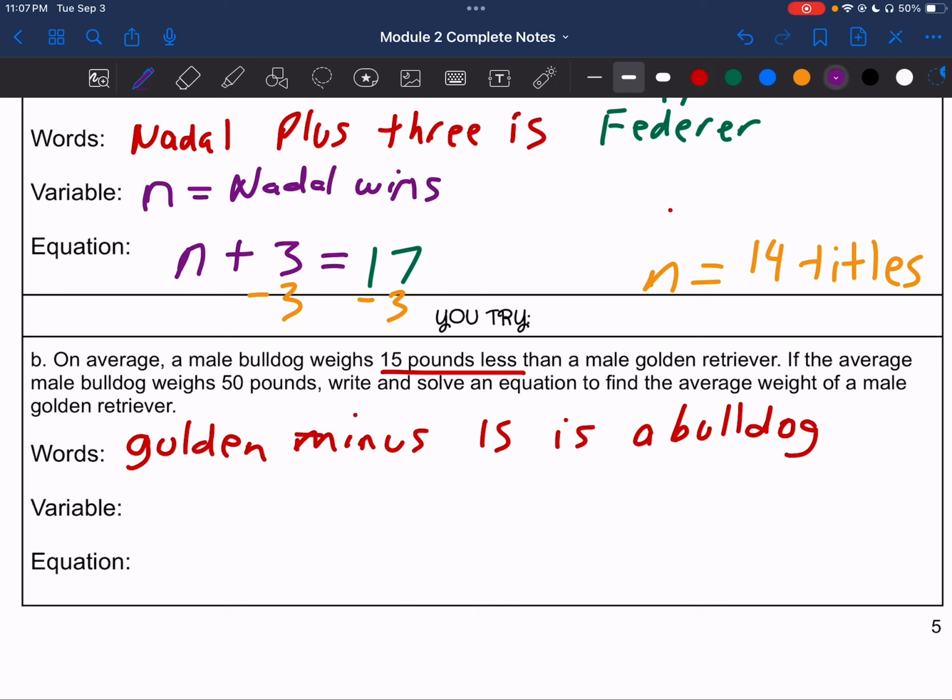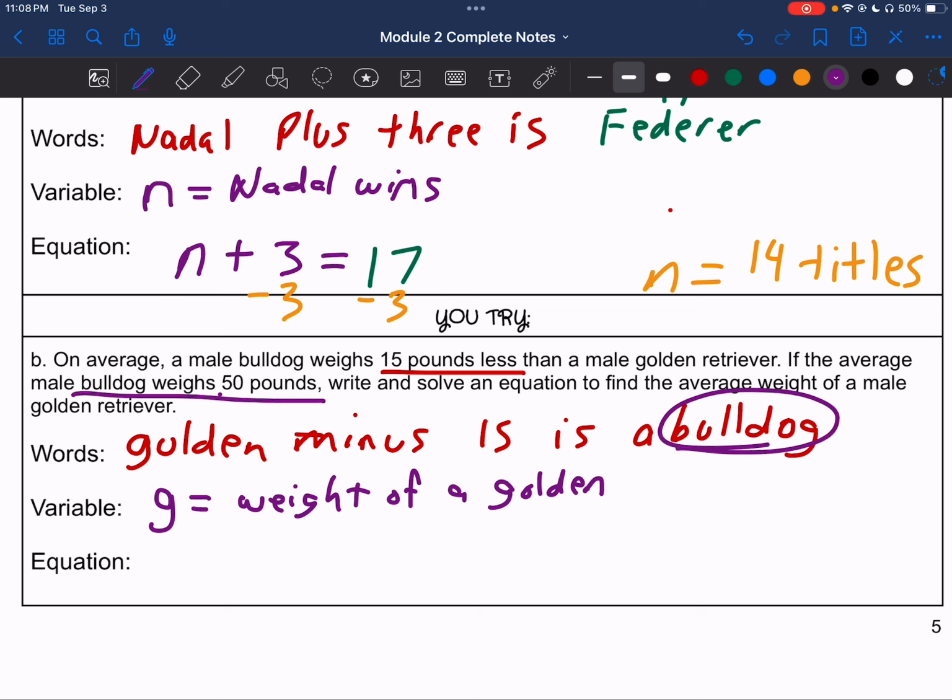All right. So we were told average bulldog is going to be 50 pounds. So let's do our variable. G is going to be our weight of a golden. And we know the bulldog's weight is going to be 50 pounds. So if we go ahead and write our equation, our golden minus 15 pounds is our bulldog, which is 50.